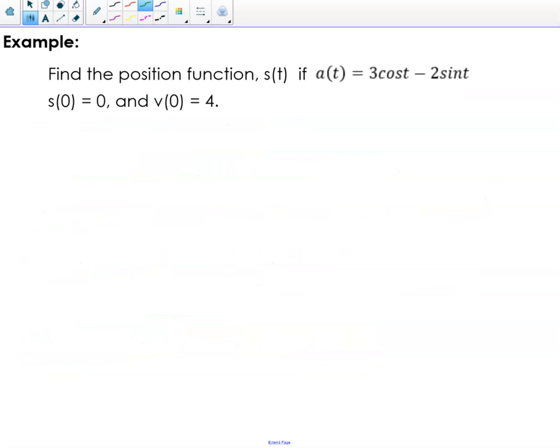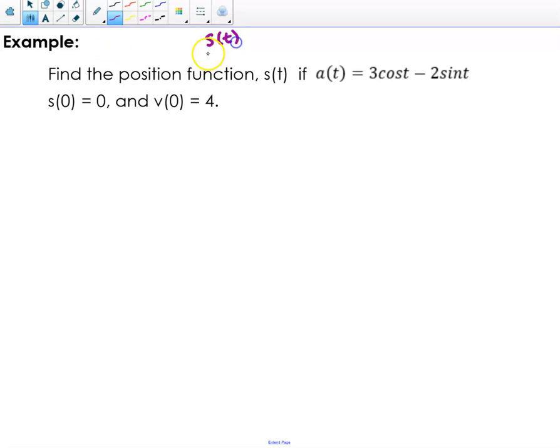Okay, and we'll just try one more. So here we have to find the position function, which is s of t, if we start with the a of t or acceleration function. So a couple of things to note. We're going to talk about position, velocity, acceleration more later on, but we've talked about it before, right?